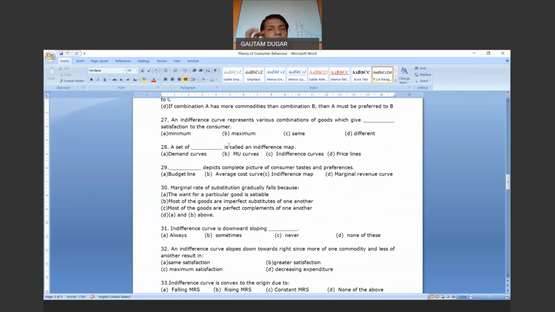28. When we have many indifference curves in the same plane, in the same diagram, a set of indifference curves is called an indifference map. Here we are having only one. If we draw more indifference curves, this is called an indifference map. So 28 was C.